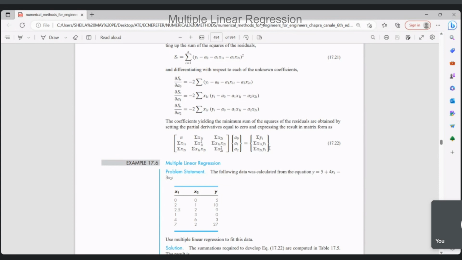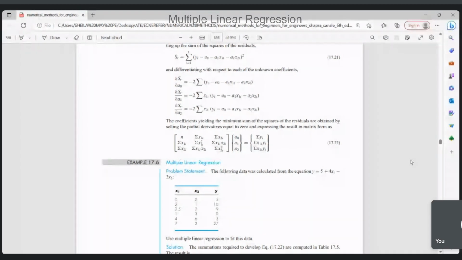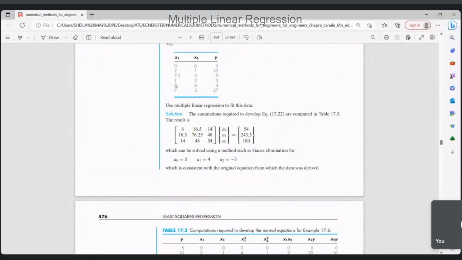Now, for the multiple linear regression, we have two sets of x and one y. Now, we have here a problem. The following data was calculated. Okay, don't mind that first, okay? That is already the final answer. So we have here x1, x2, y. Use multiple regression to fit this data.